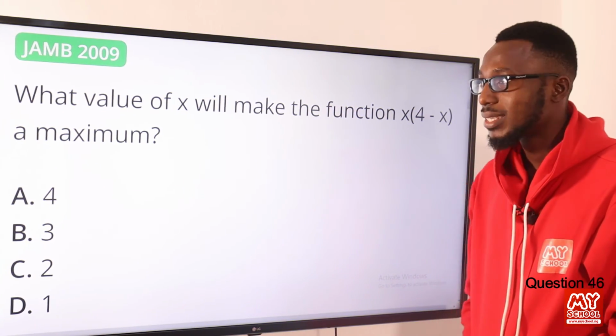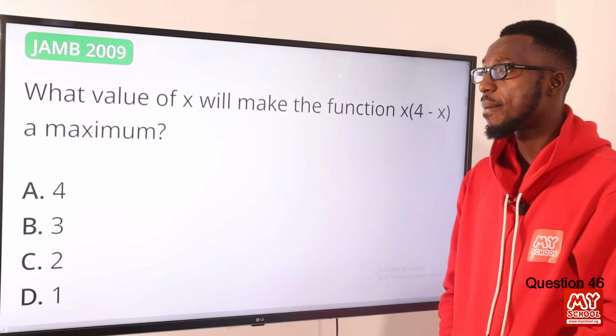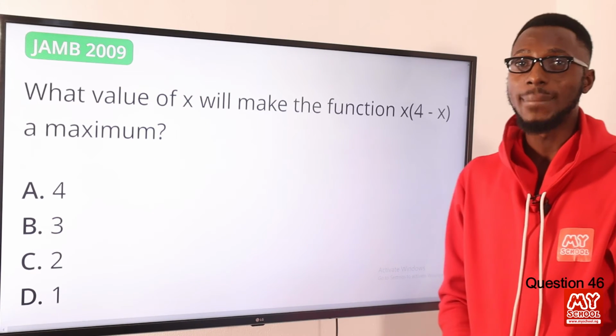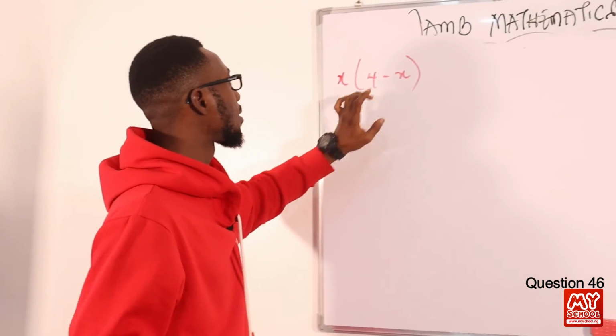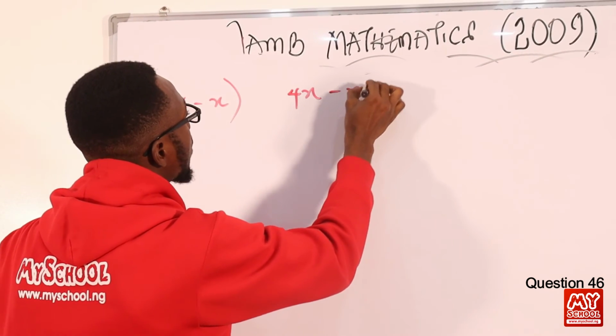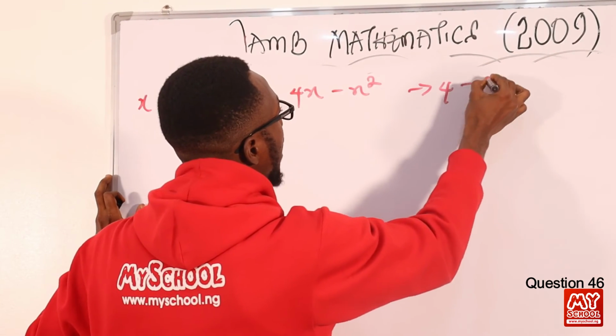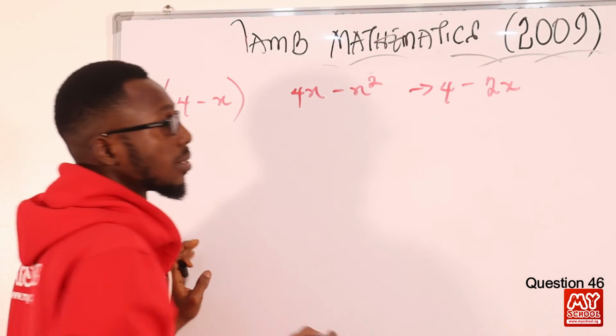Question 46. What value of x will make the function x open parentheses 4 minus x close parentheses a maximum? All right, so let me expand this bracket. I have x times this. I have 4x, minus x squared. So if I differentiate, I should have 4 minus 2x, isn't it?